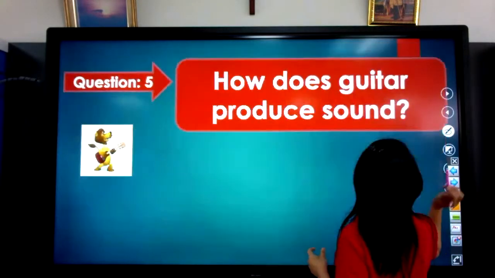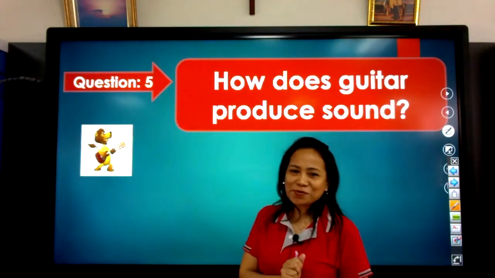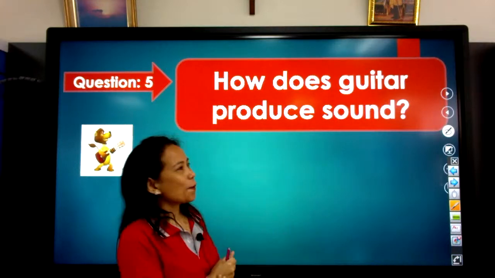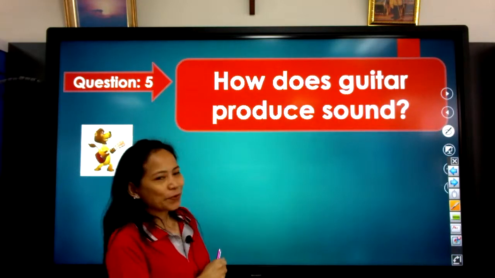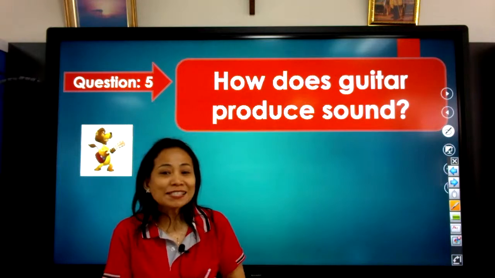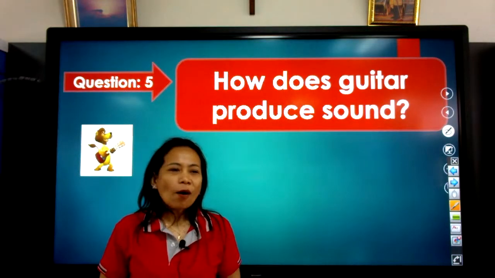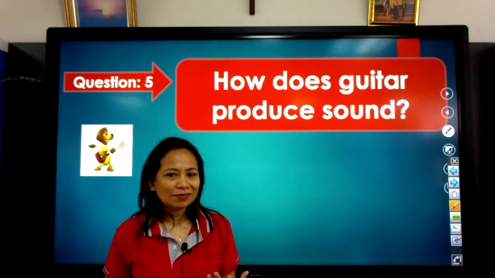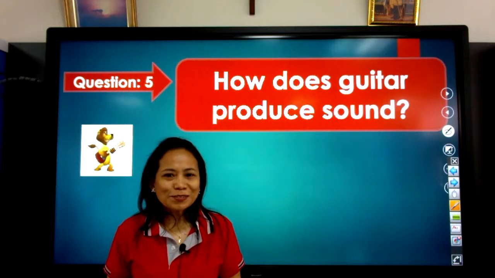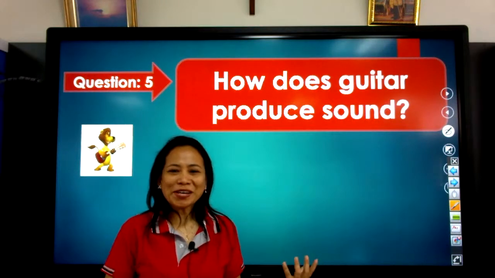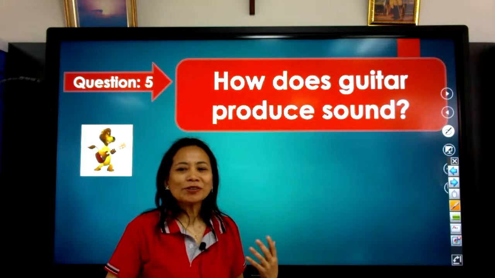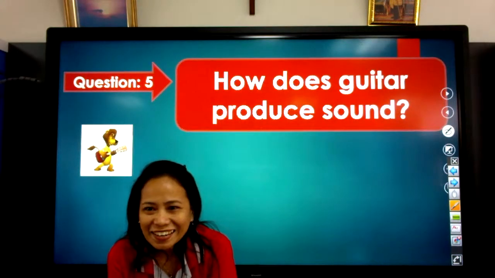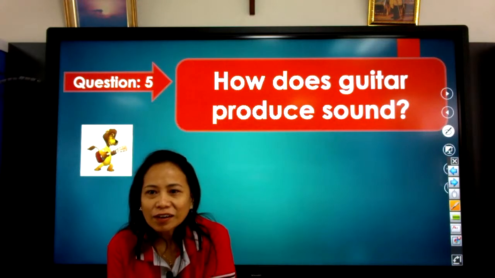Next, the last one is number 5. How does a guitar produce sound? What are you going to do in order to produce sound? What are you going to do with the string? Yes, plucking of the string. Aloha X2 got the answer.